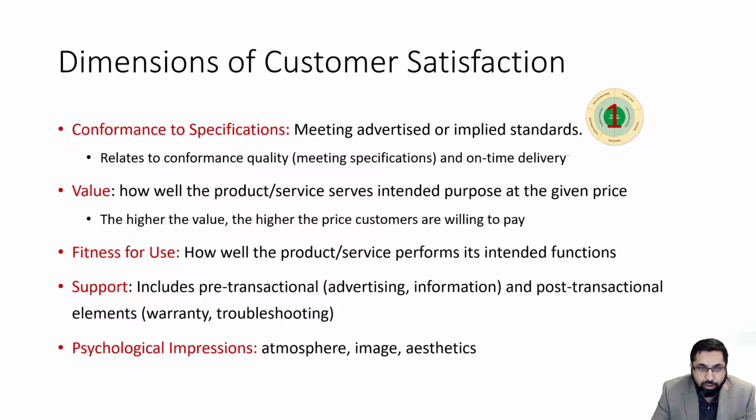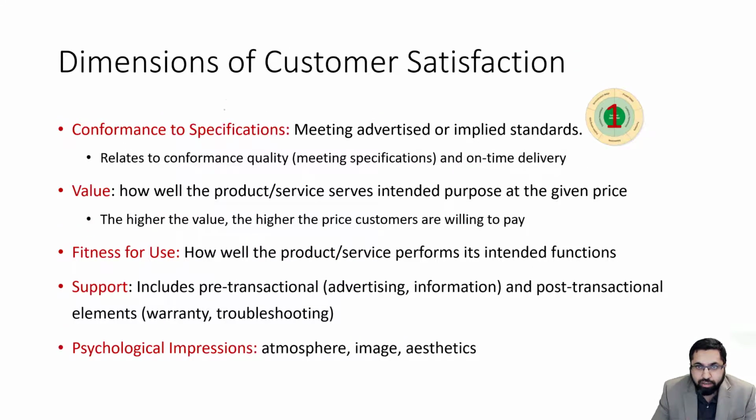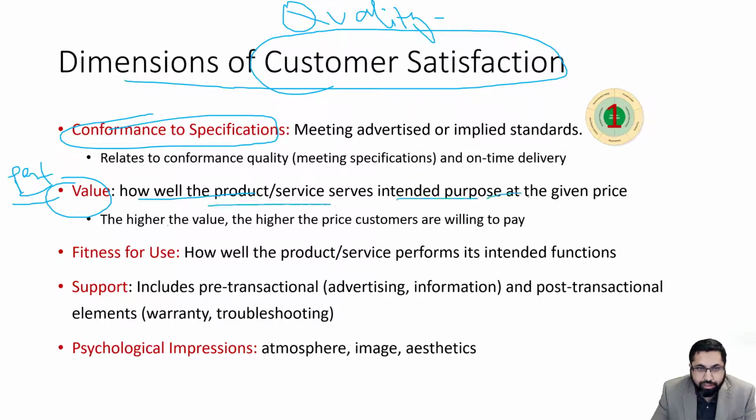Now, in TQM, what is customer satisfaction? You can think of it like quality, right? Because if the customer is satisfied, you have quality. So basically, we're saying what are the dimensions of quality. So you have conformance quality, like we talked about, right? And then we have performance quality, the features part, which give value, right? The higher the value means the higher the features, the more the customers are willing to pay.